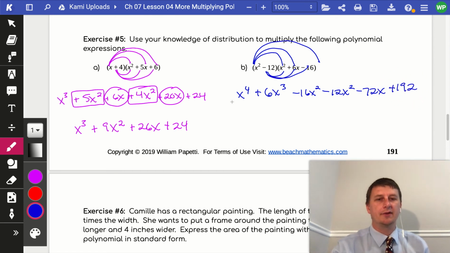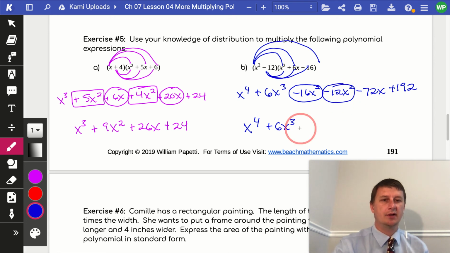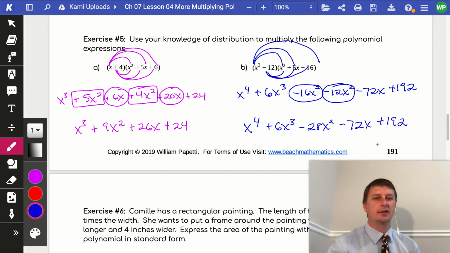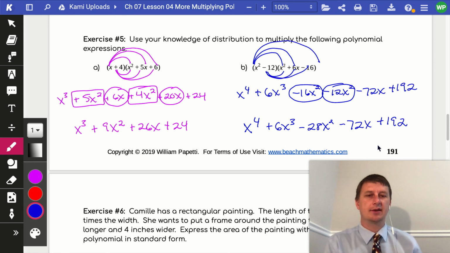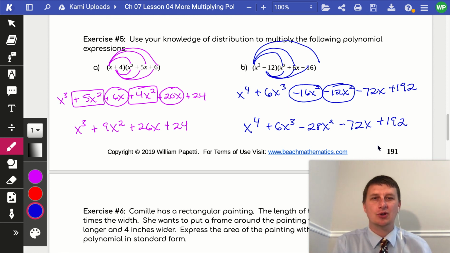Okay. Now again, look for like terms. I don't see any other x to the fourths, so I bring down my x to the fourth. I don't see any other x to the third, so I bring down my 6x to the third. I do see x squareds, so I'm going to have negative 16x squared and negative 12x squared. That gives me negative 28x squared. And again, no other like terms besides those, so I bring down my negative 72x and my positive 192 for my final product of x to the fourth plus 6x to the third minus 28x to the second minus 72x plus 192.